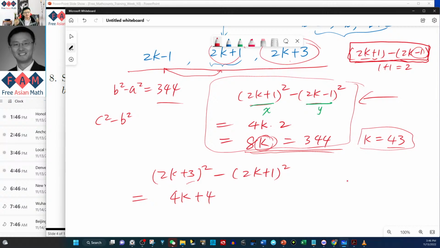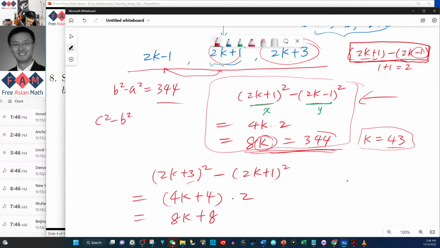This should happen in your mind very quickly, okay? So, and 2k plus 3 minus 2k plus 1 as a whole, that should also happen in your mind very quickly. That is just 2, right? 2k plus 3 subtracting 2k plus 1 as a whole, obviously the difference between them is just 2. Now you see why we just say hold on to that. Because 4k plus 4 times 2, that's just 8k plus 8. That's all you need to do.